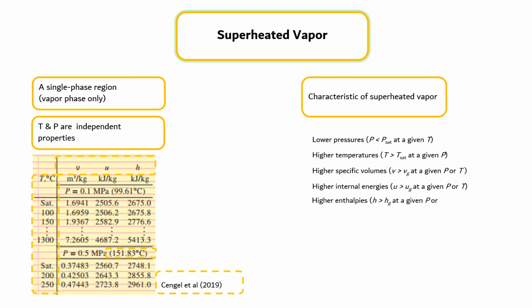Compared to saturated vapor, superheated vapor has a lower pressure, higher temperatures, higher specific volumes, higher internal energies, and higher enthalpies than the saturated vapor.